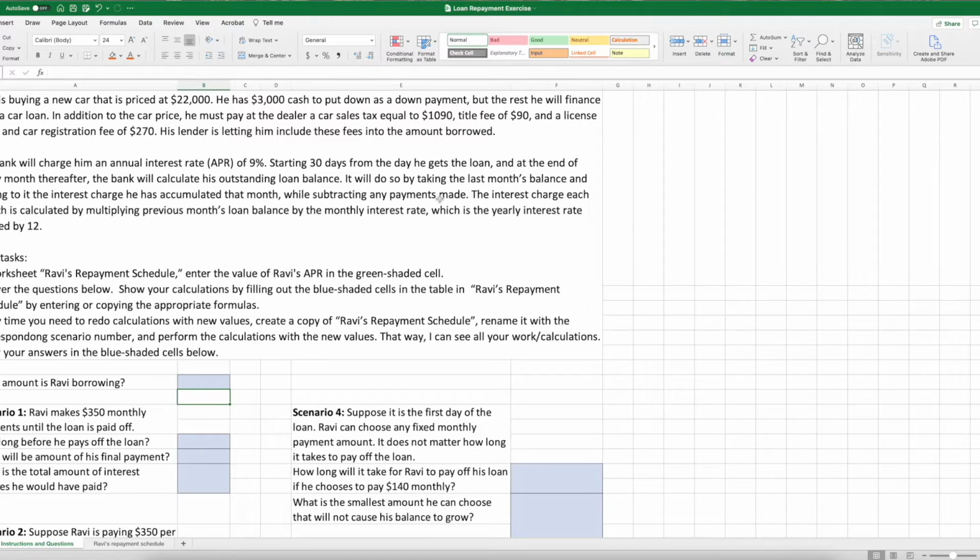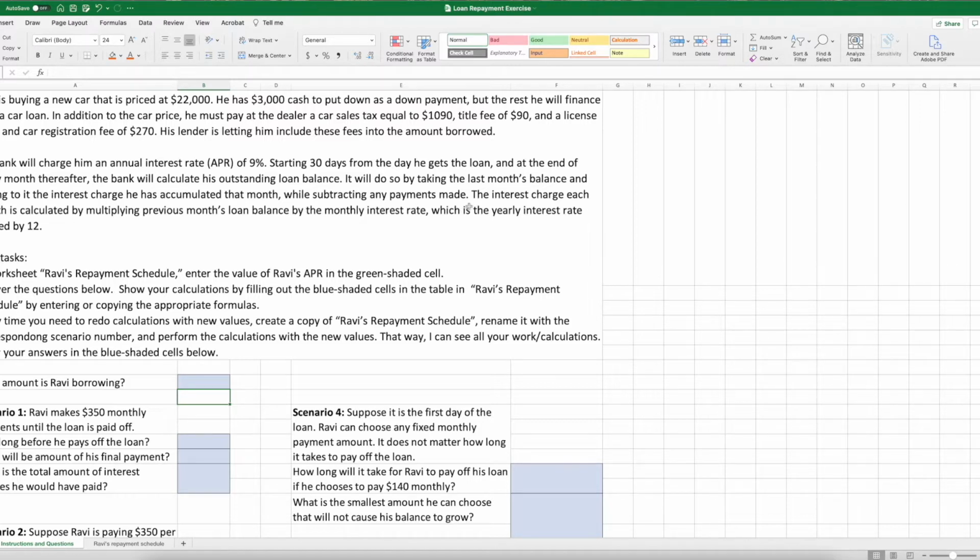That makes sense, right? How do you calculate the current month's loan balance? You start with the previous month's loan balance, add to it any interest charge that has been accumulated, as well as you give them credit for the payments made. So you subtract the payments, okay, and then you have the current month's loan balance.